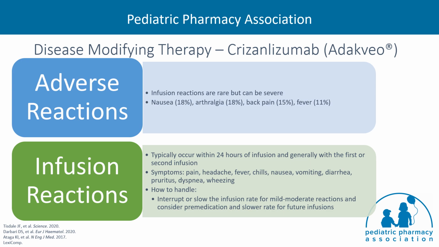For these, they'll typically occur within 24 hours of the infusion and generally after the first or second dose. Patients can have pain, headache, fever, chills, nausea, vomiting, diarrhea, and pruritus, as well as dyspnea and wheezing. And to treat them, you want to slow or interrupt the infusion for a mild to moderate reaction, and then you can consider pre-medications and slower rates for future infusions.